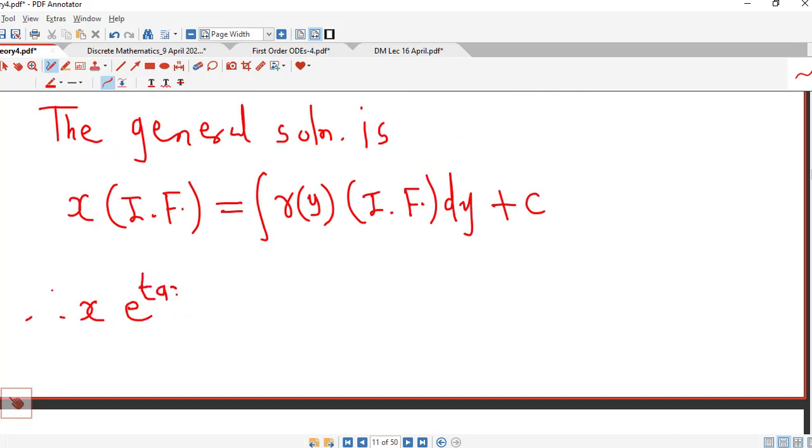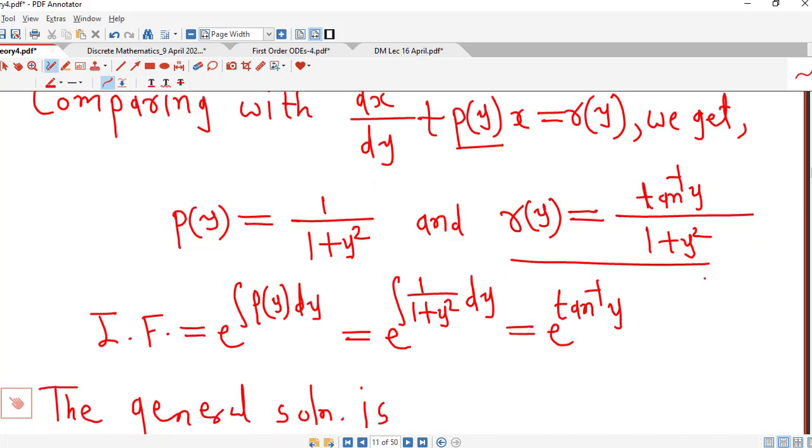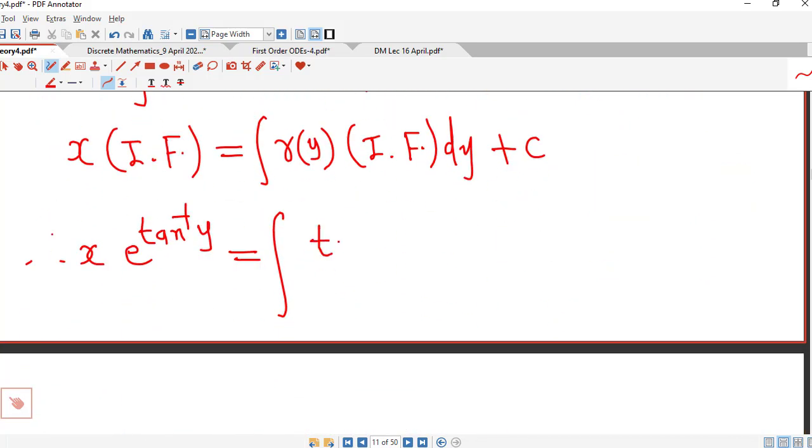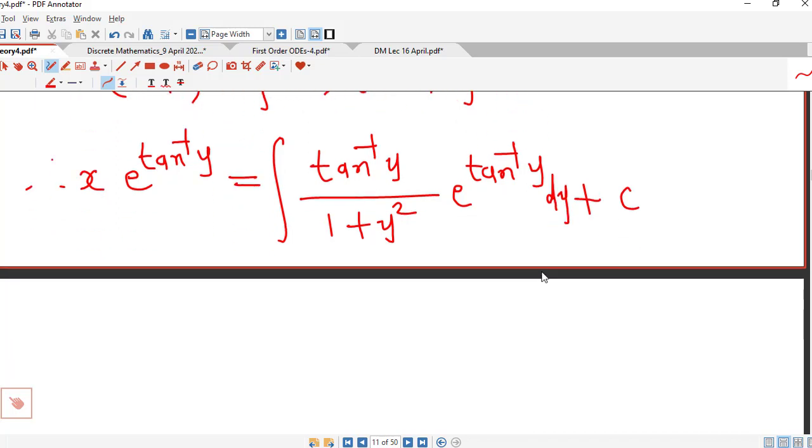Integrating factor is e raised to tan inverse y. Right hand side is tan inverse y over 1 plus y square, into the integrating factor e raised to tan inverse y, plus c. Let me write it properly: e to the power tan inverse y, integral with respect to y, plus c. Now how to integrate this?